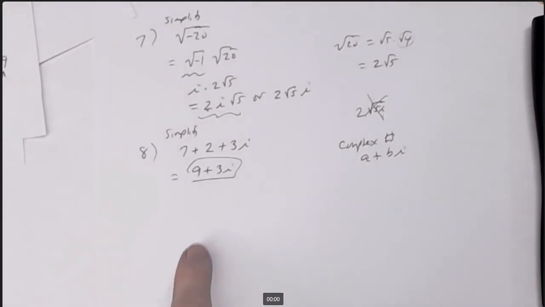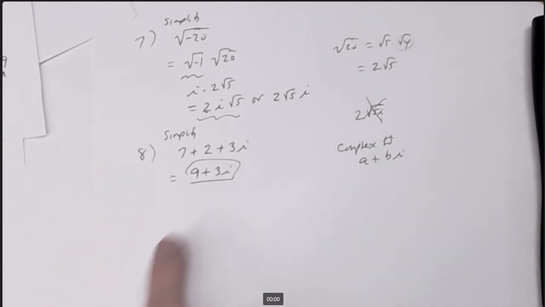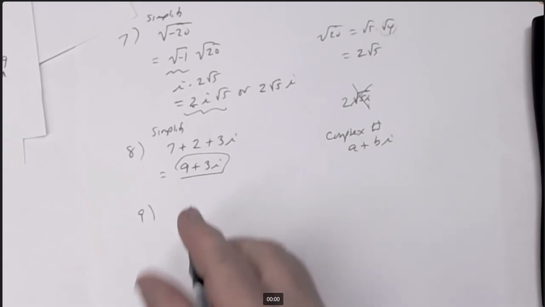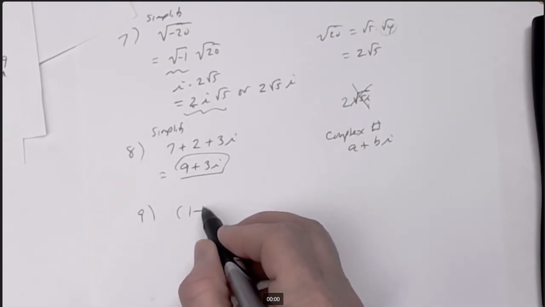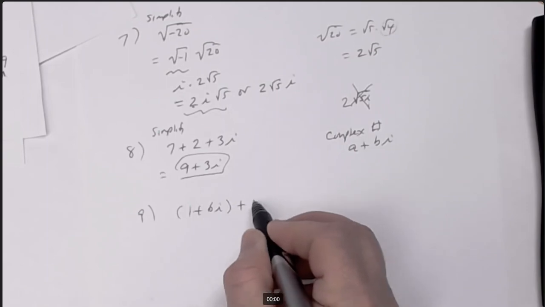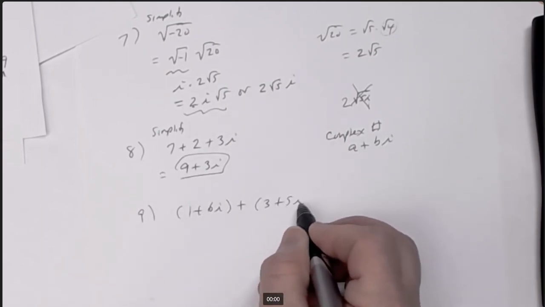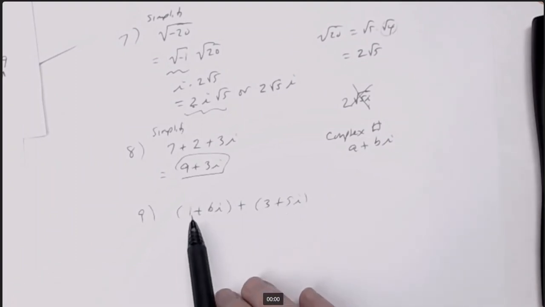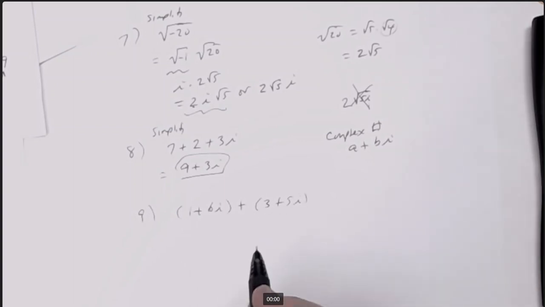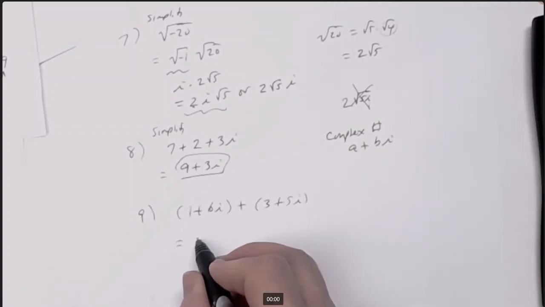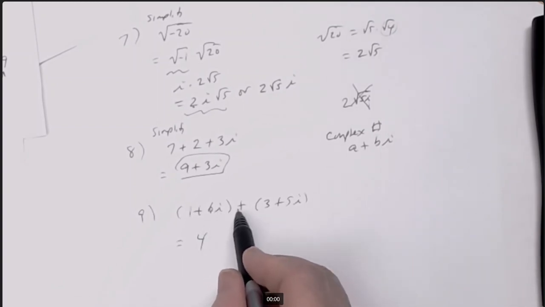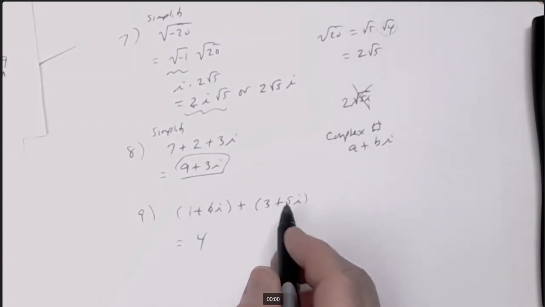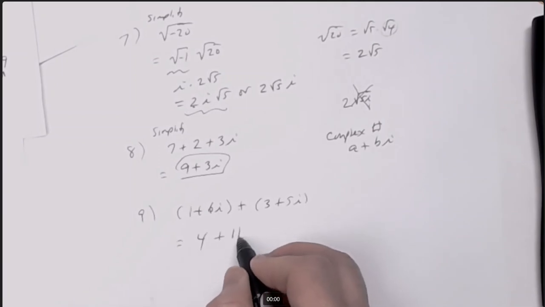So when I look at number 9, let's say I have 1 plus 6i plus 3 plus 5i. I want to add these 2 complex numbers. All you're doing basically is combining like terms. 1 plus 3 is what? 4. 6i plus 5i is what? 11i, right? So there's your answer, 4 plus 11i. Now this one was easy because of the addition symbol right here.